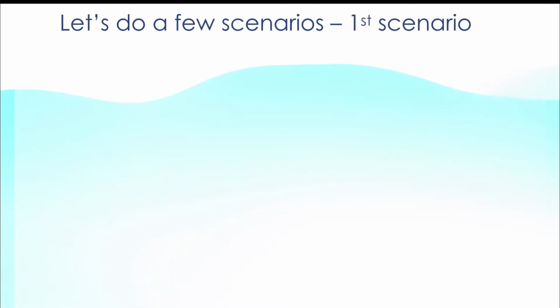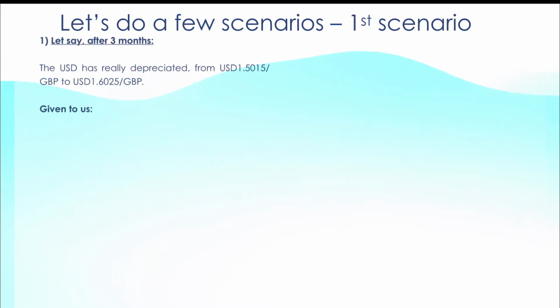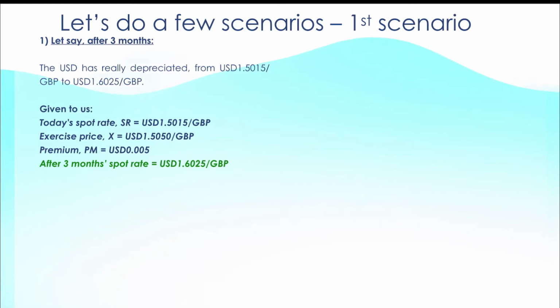Let's do a few scenarios. Let's look at the first scenario. After 3 months, the USD has really depreciated, from USD 1.5015 to USD 1.6025 per GBP. Now if Lucy doesn't have the option, she has to pay 1.6025, which is more expensive to pay for 1 GBP.